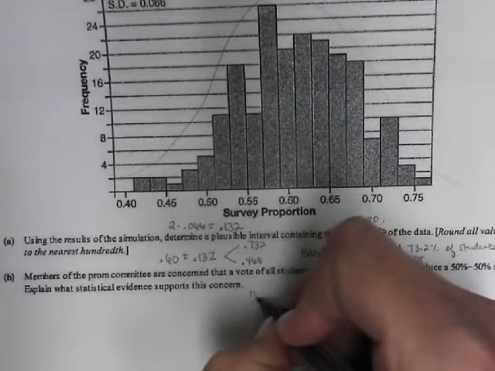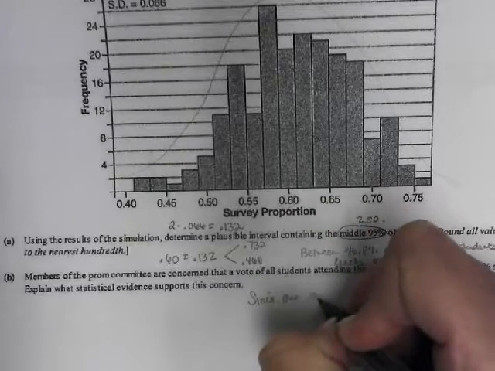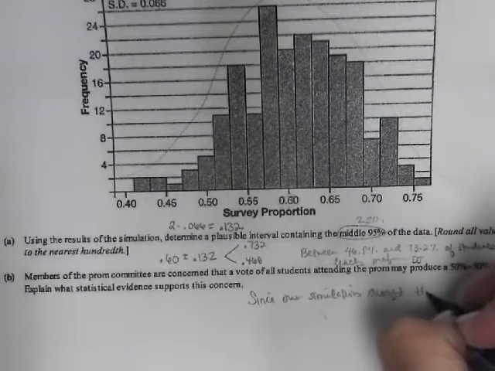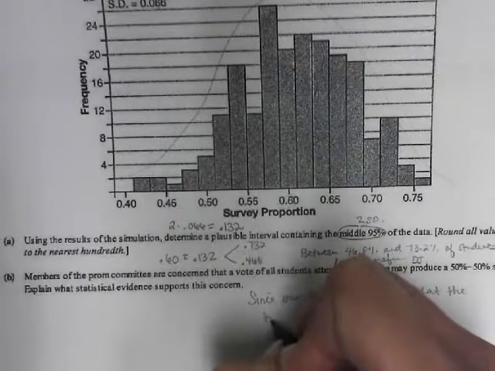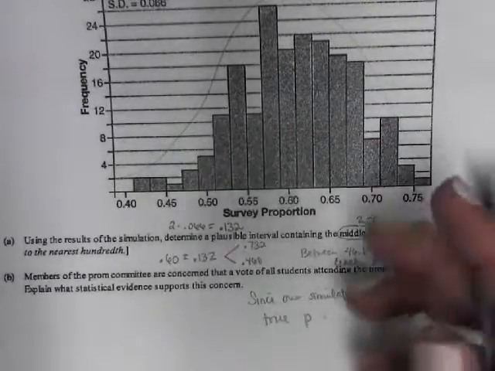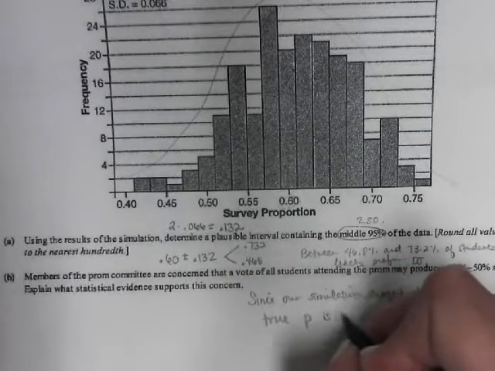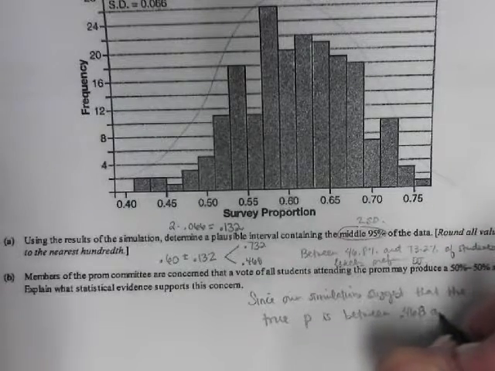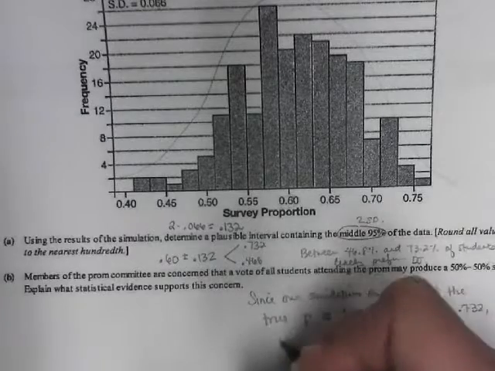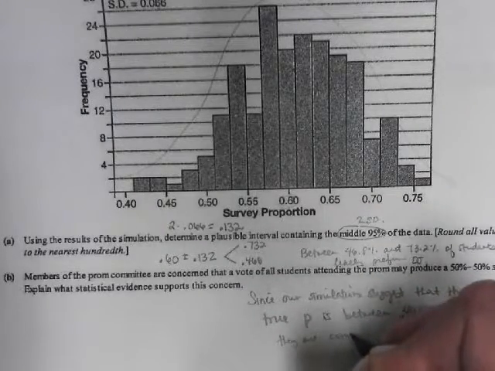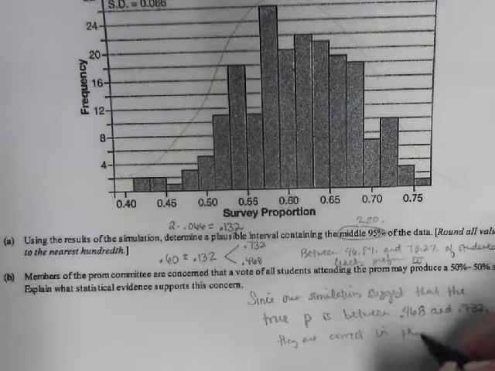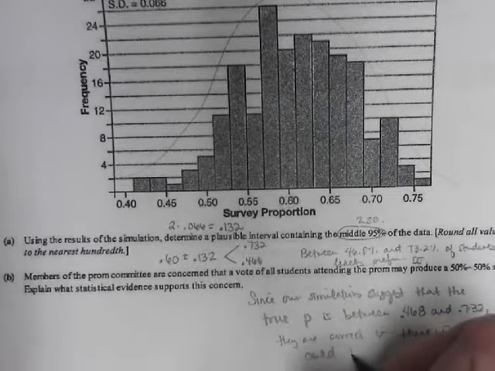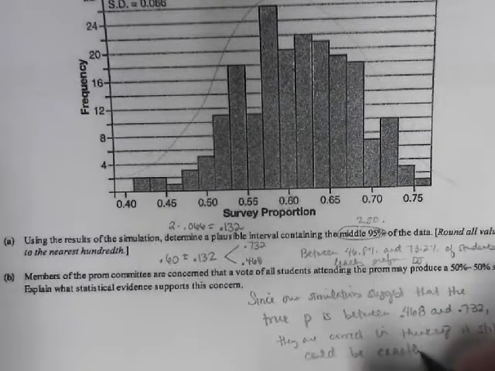So, since our simulations suggest that the true P, population proportion, is between 0.468 and 0.732, they are correct in thinking it still could be exactly 0.5.